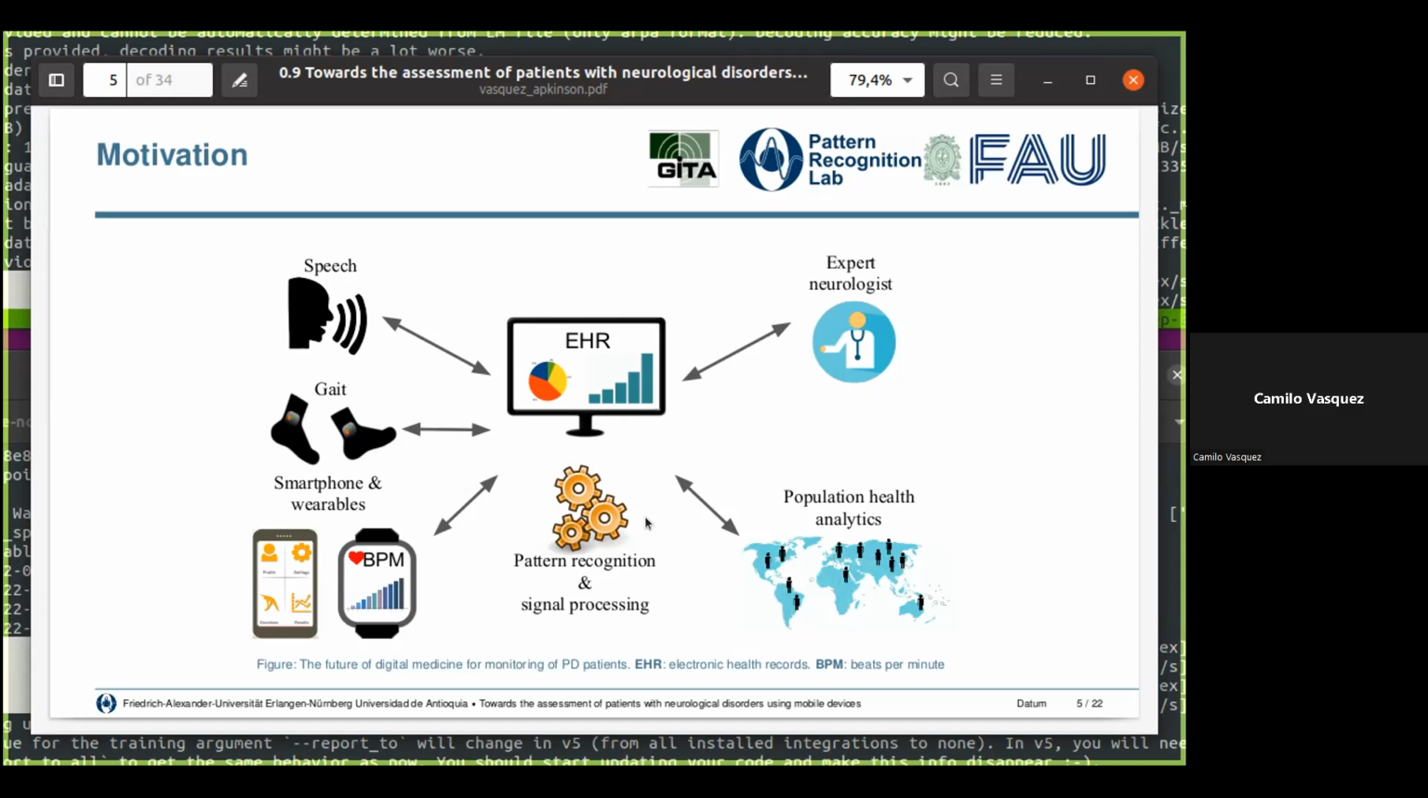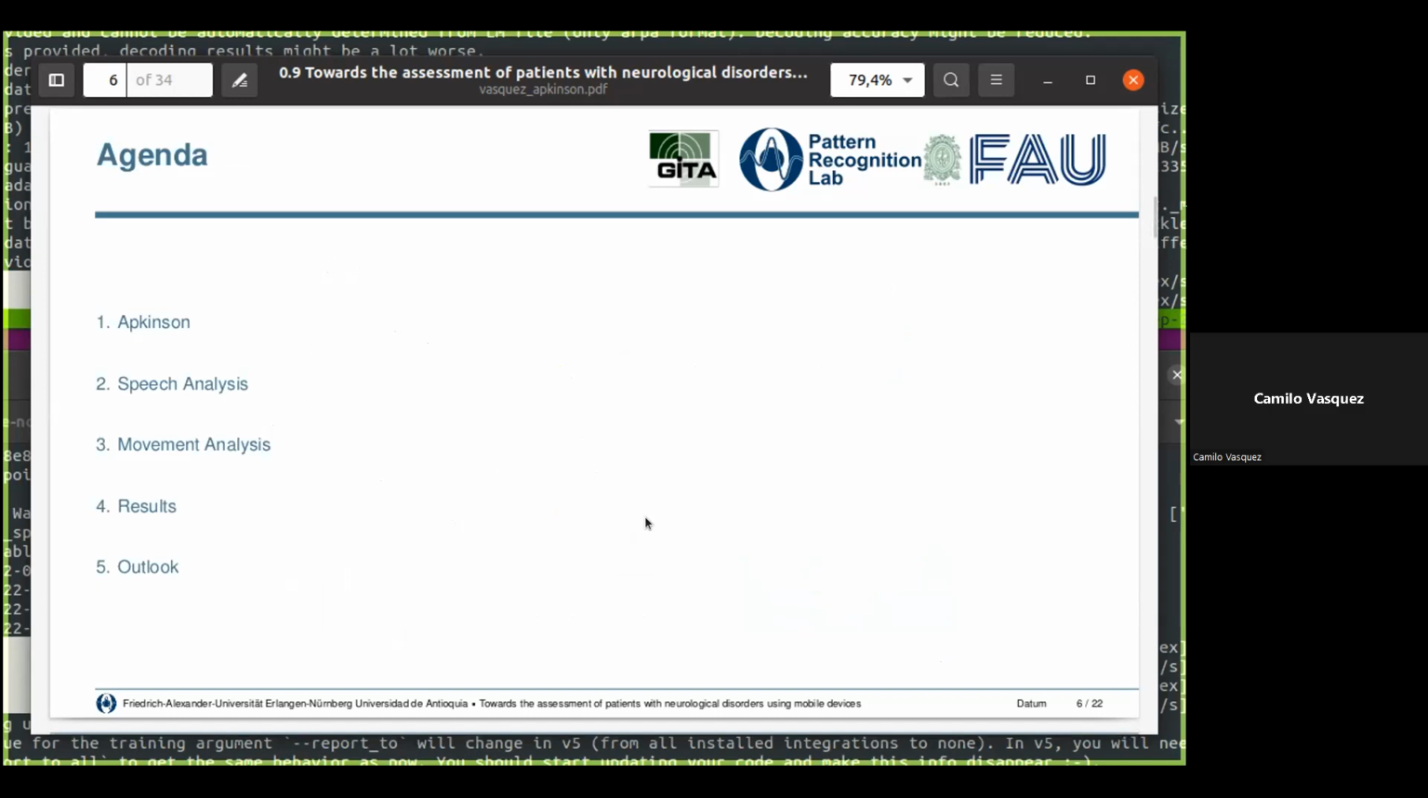For the rest of the talk, I'm going to talk about Apkinson in general, what the core components of Apkinson are, the speech and movement analysis that are within the app, and some results obtained. Finally, we'll talk about the outlook and where to go from here in order to keep growing the analysis of patients with different neurological disorders using mobile devices.